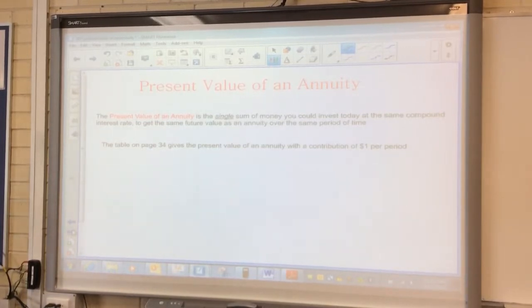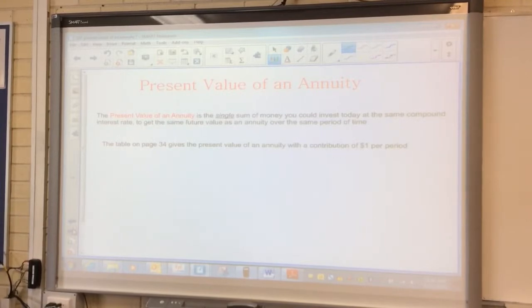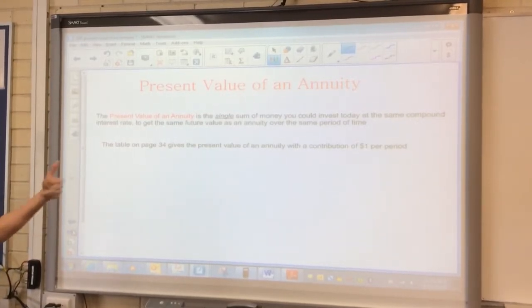Now, it sounds pretty complicated, but luckily for us, there's a very simple table. Your textbook has that table. It's on page 34. And it gives you the present value of an annuity with a contribution of $1 per period. So obviously, most people don't invest $1 per period, so it's really simple, just multiply by whatever you would be investing. So we're going to look at using this table two different ways.